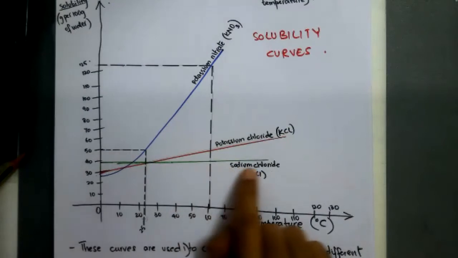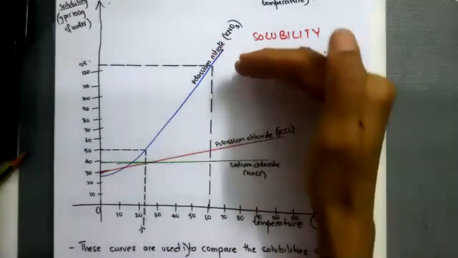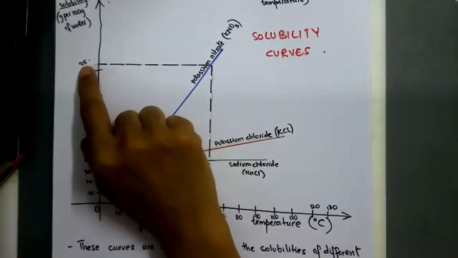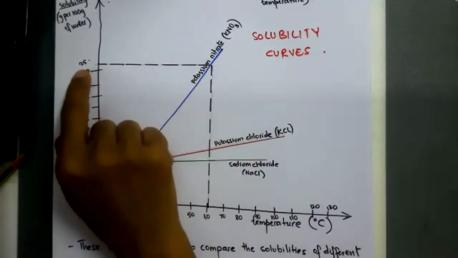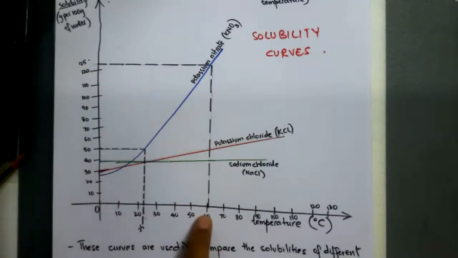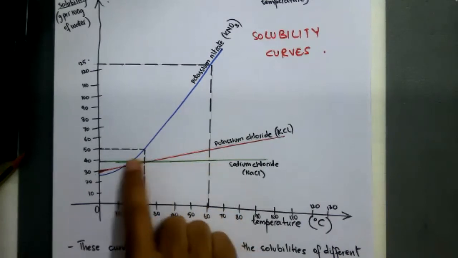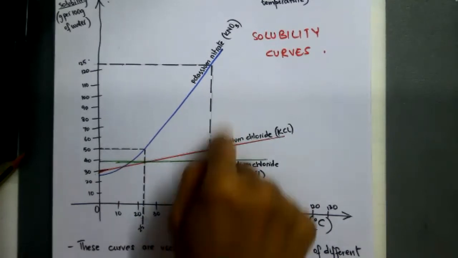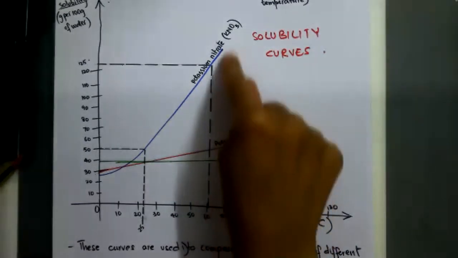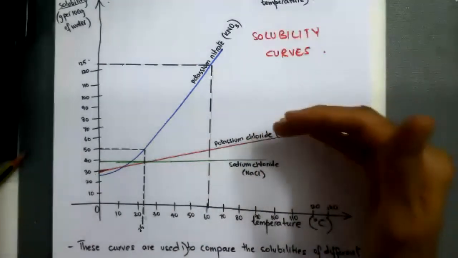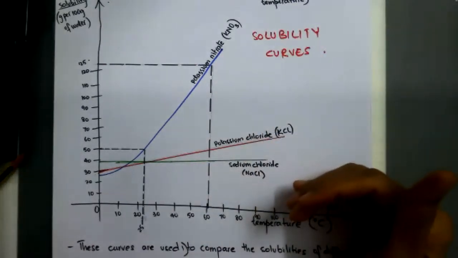Most of them, yeah, but the potassium nitrate has the most. So 125 grams of potassium nitrate can dissolve in 100 grams of water at a temperature of 60 degrees Celsius. If you compare that with potassium chloride, that's only 50. And if you compare that with sodium chloride, that's almost 40. So you can see that potassium nitrate is the most soluble of the three, right? Right. So this is how we can use a solubility curve to compare the solubilities of different salts.